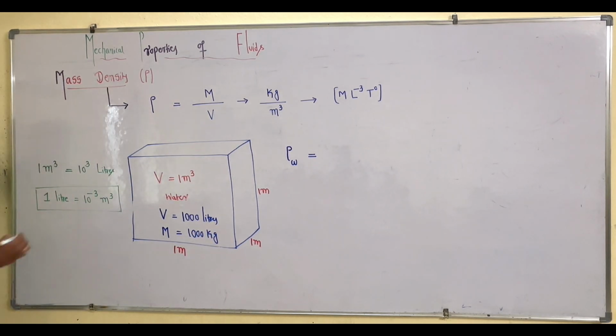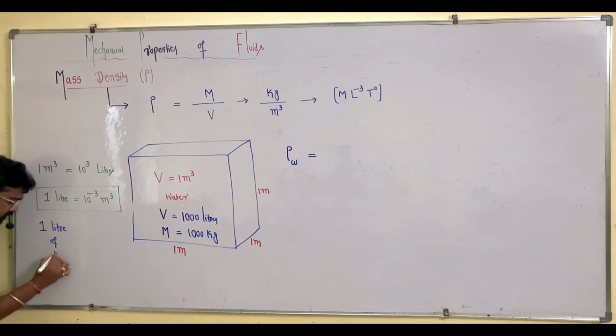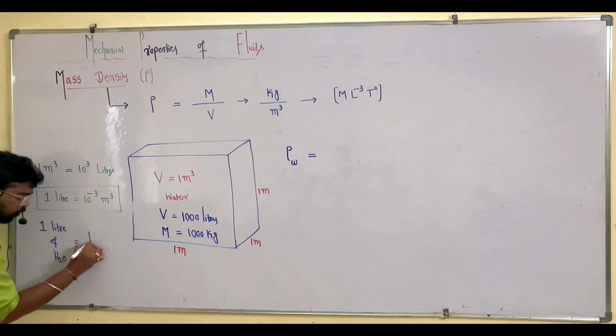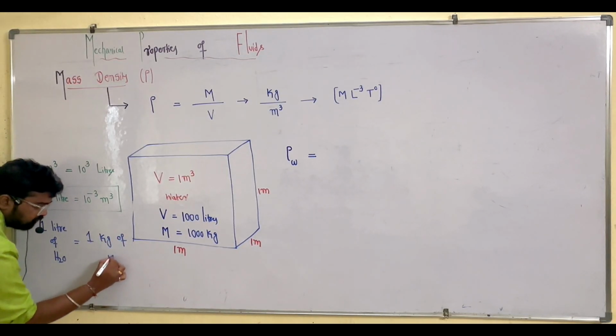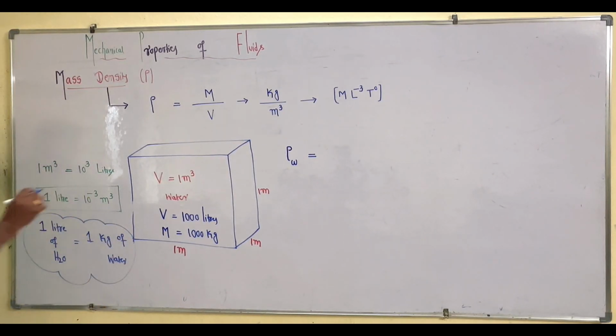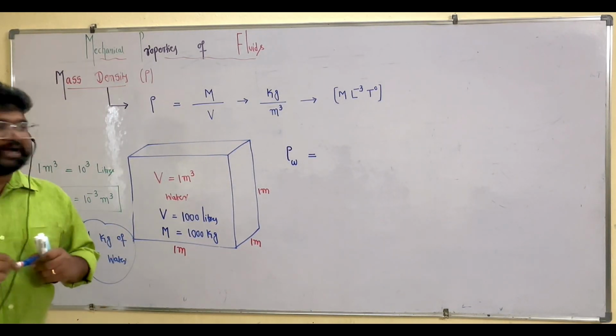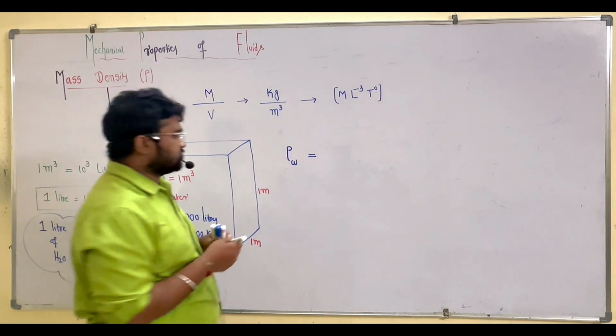That means 1 liter of water equal to 1 kg of water. That is the beauty of water. 1 liter of water equal to how much? 1 kg of water. That is why we take water as the reference for all liquids.